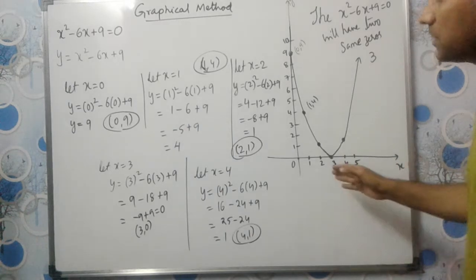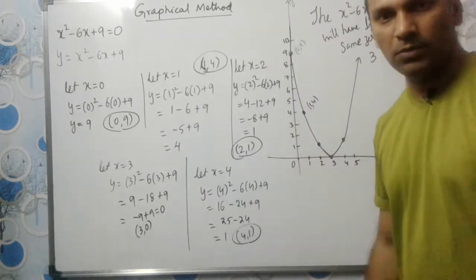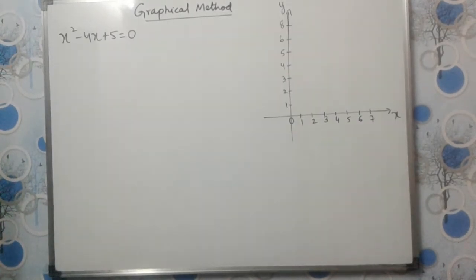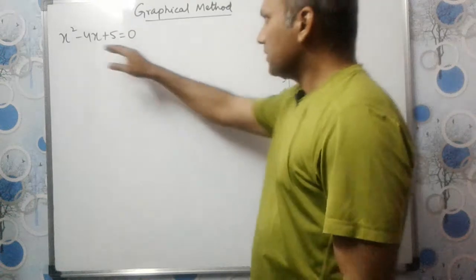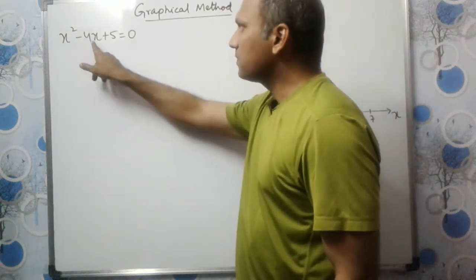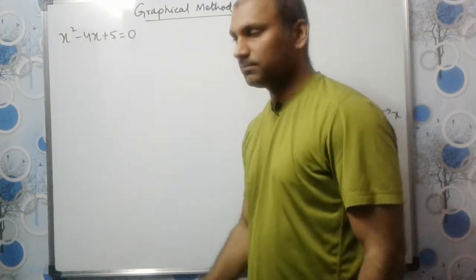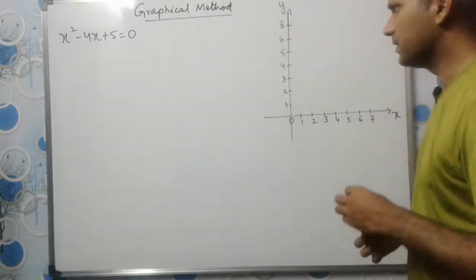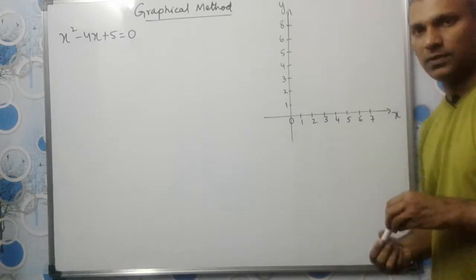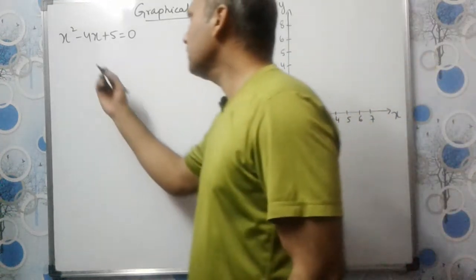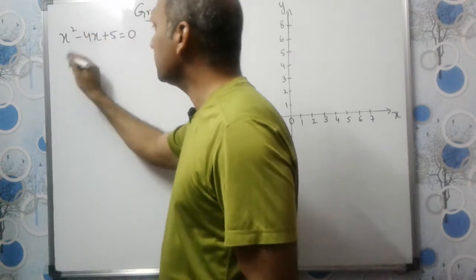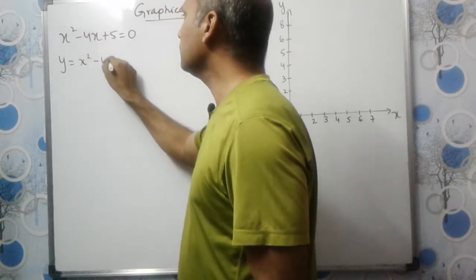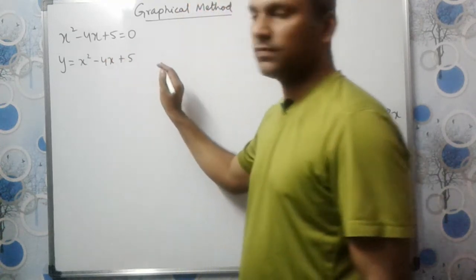Okay, I am going to pause the video, rub this, and I'll do one more problem. Okay, this is our third problem for today. X square minus 4x plus 5 is equal to 0. Okay, we need to find the values of x graphically again, and we have a small graph also here. Now whatever the equation is given, we should take that as y. Okay, so y will be equal to x square minus 4x plus 5.